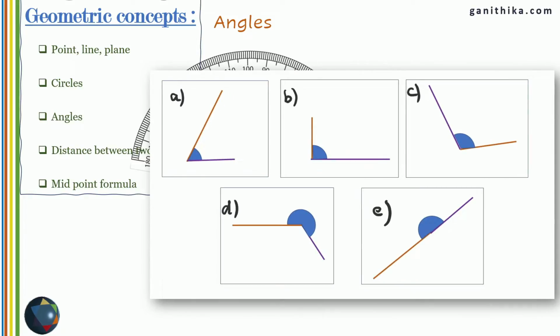These are the types of angles that you can have. The first angle you can see is less than 90 degrees, right? It's smaller than 90 degrees. The next one is equal to 90 degrees. It's exactly equal to 90 degrees.